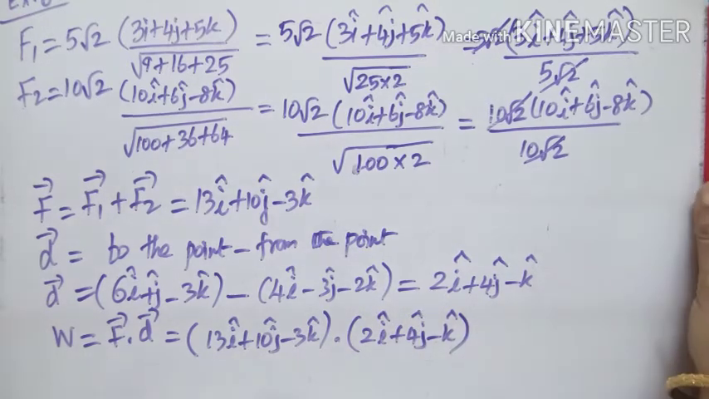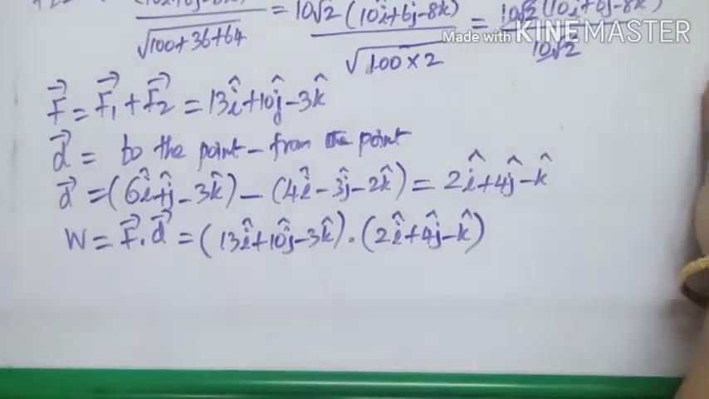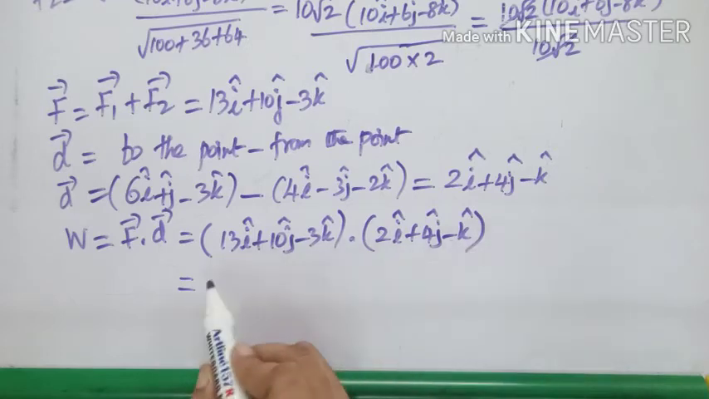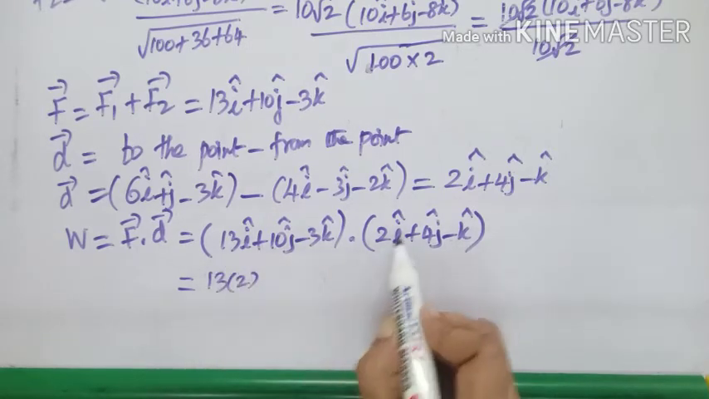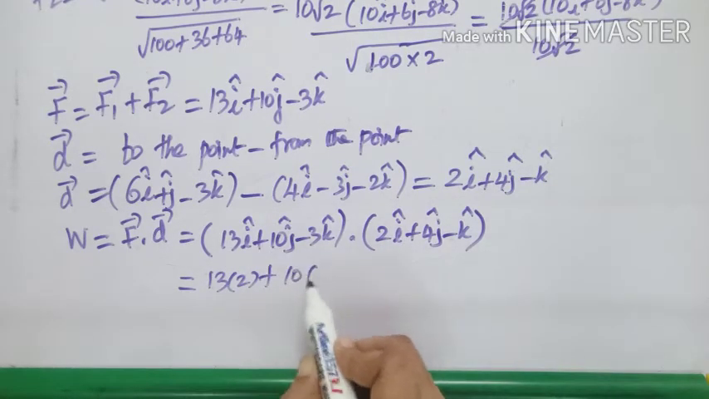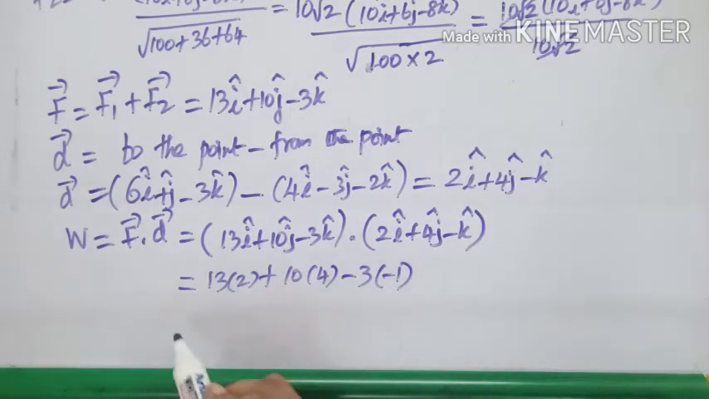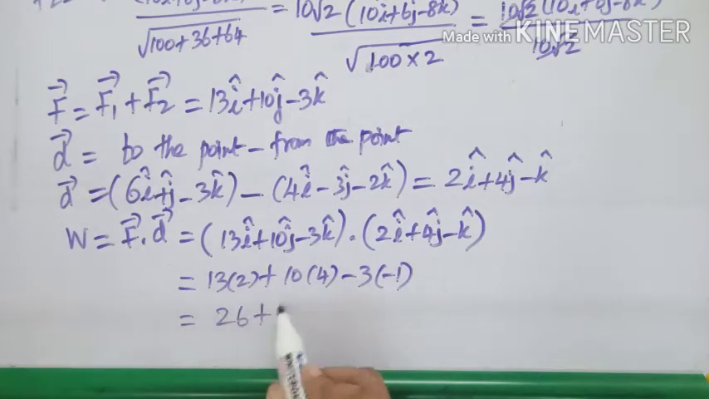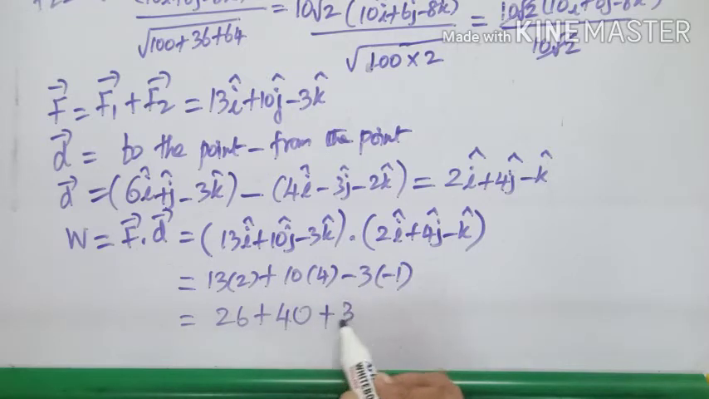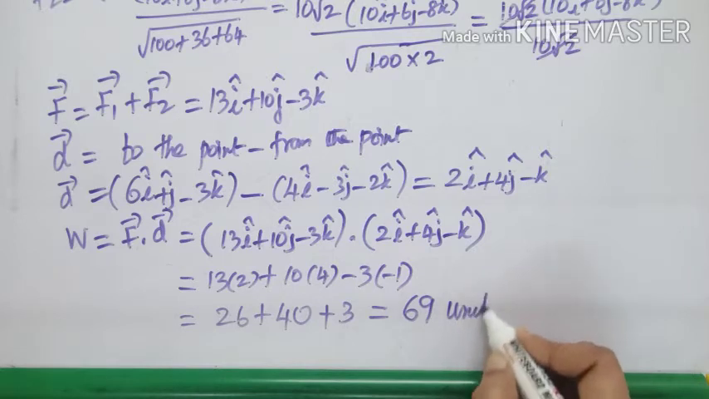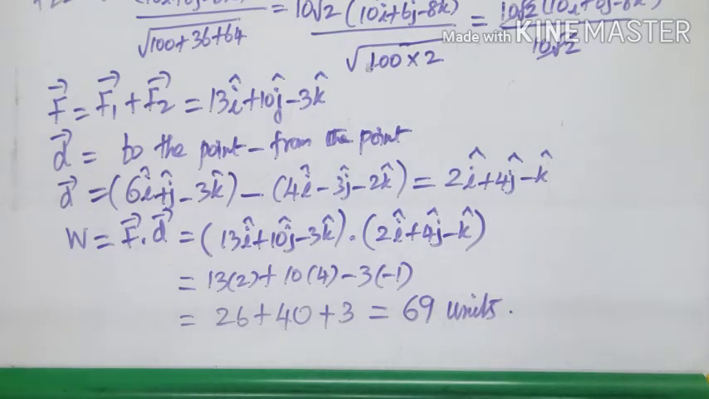Let us remember, dot product means I and I, J and J, K and K. So 13 into 2, 10 into 4, minus 3 into minus 1. Simplifying, 26 plus 40 plus 3. The total answer is 69 units. So work done is 69 units.